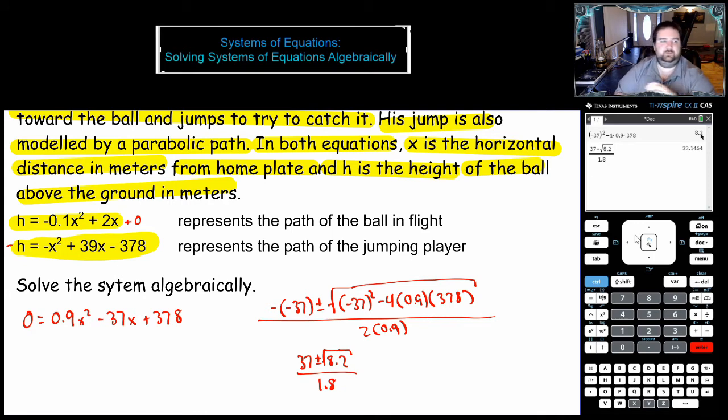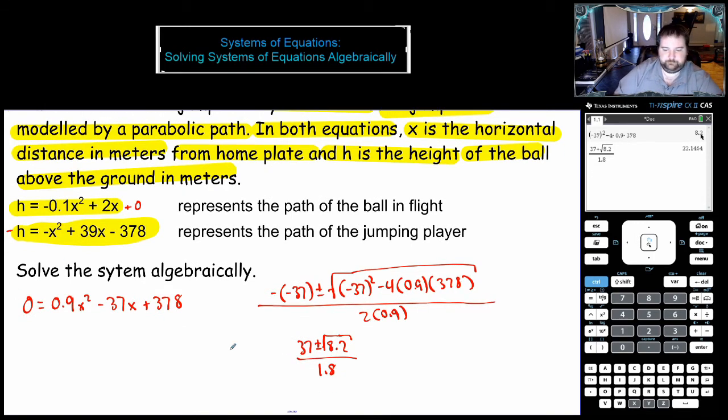So we have our first solution. X equals 22.1464. Okay, let's find our second one. What is it going to be? We just have to take this and change it to a subtraction sign and solve. So there we go. It's 18.9647. So these are our two.